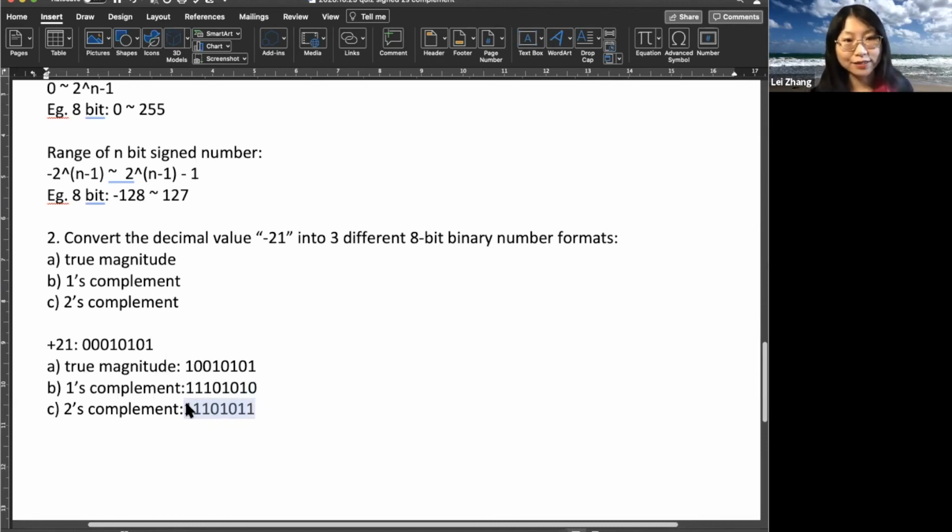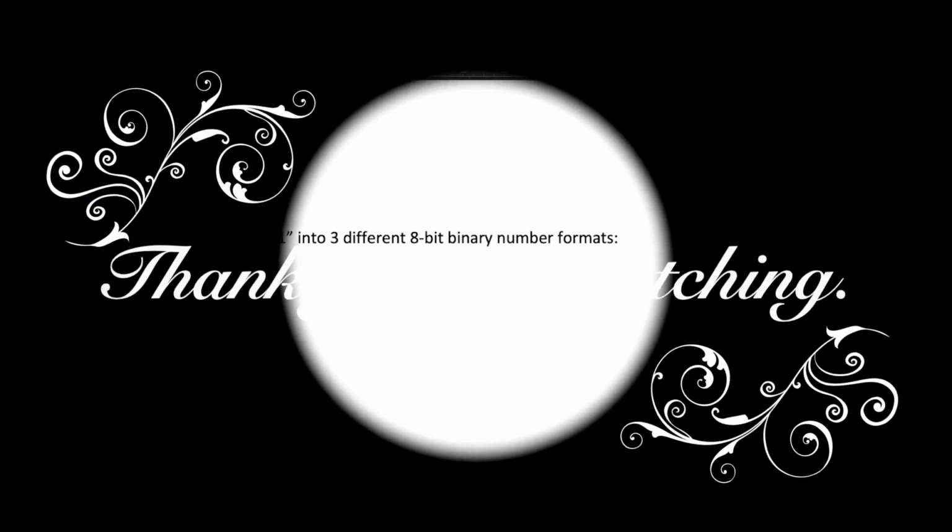If it's plus 21, for positive values, these three forms are the same. So this plus 21 is used for true magnitude, 1's complement, and 2's complement positive values. So for positive values, there is no difference among these three different forms. Only when we need to convert the negative value, they are different. Okay, hopefully you all get that. So that is our 3 minutes quiz. So we are getting quicker.